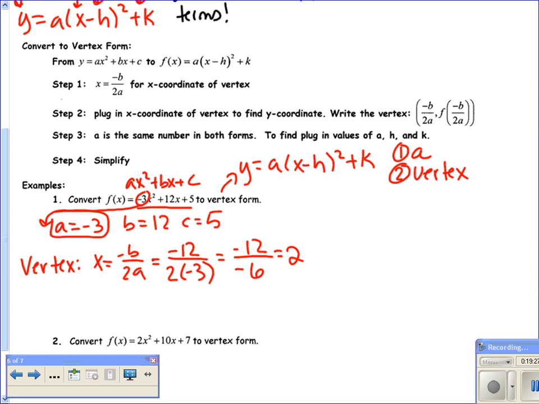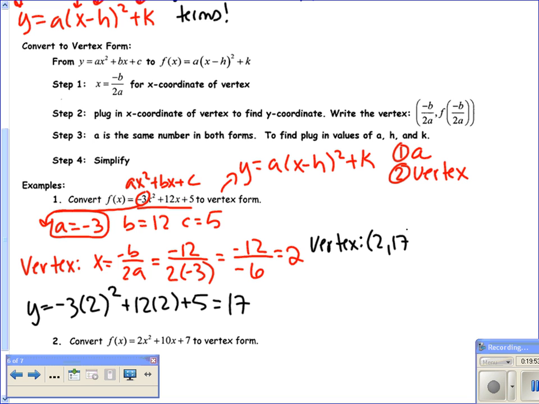So now that I have the x coordinate of my vertex, I plug that into my equation that was given, and solve for y. So we have negative 3 times 2 squared plus 12 times 2 plus 5. So now if you plug this into your calculator or go ahead and do this out by hand, you get a y value of 17. So now I have the vertex, which is 2 comma 17.